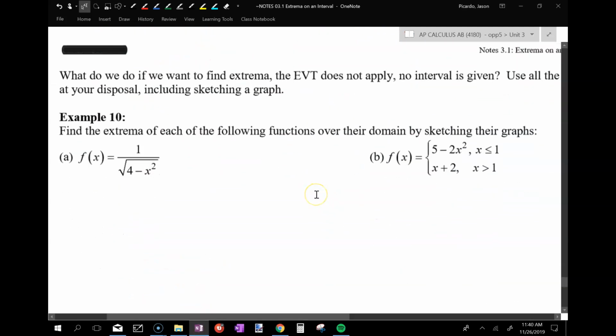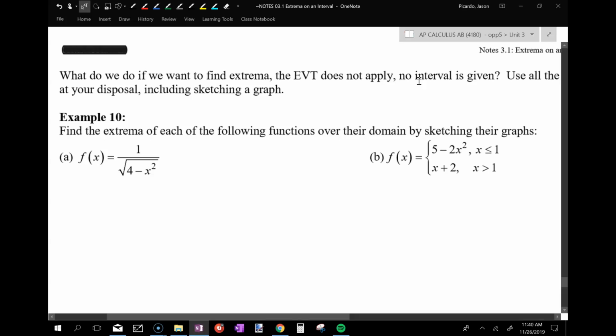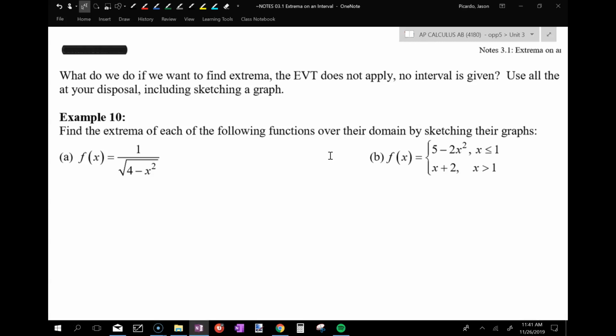Ivan, what if I don't give you an interval? Then the extreme value theorem, what? The extreme value theorem doesn't apply, right? And the extreme value theorem says that if I have a continuous function on a closed interval, there has to be a max and there has to be a min. Well, if I don't have that, could there still be a max and a min? Yes, it just doesn't guarantee it. So I still might, just not sure.